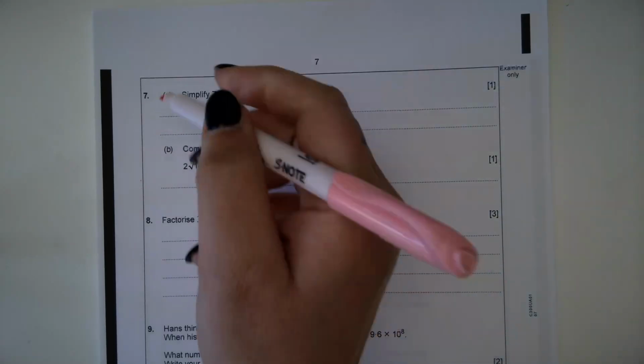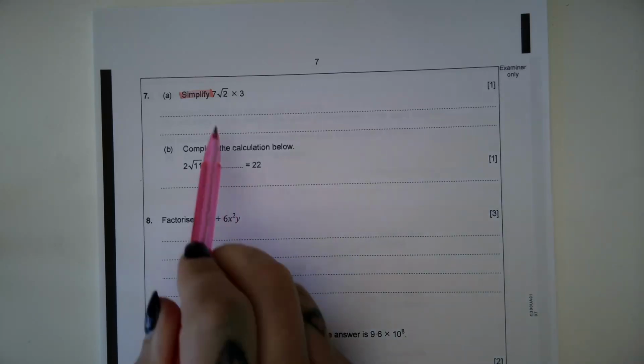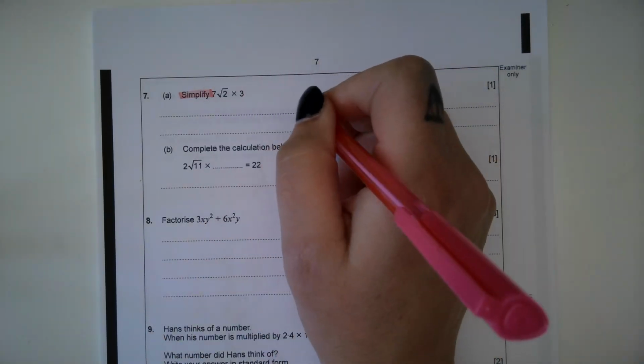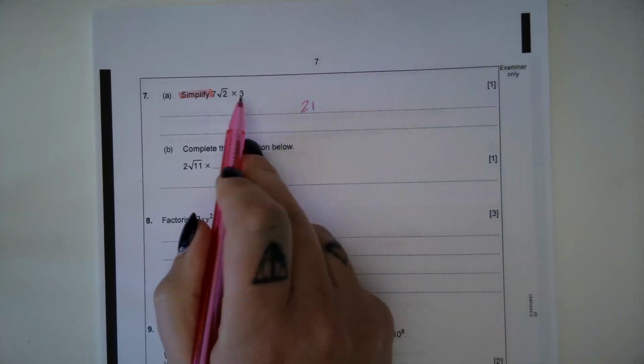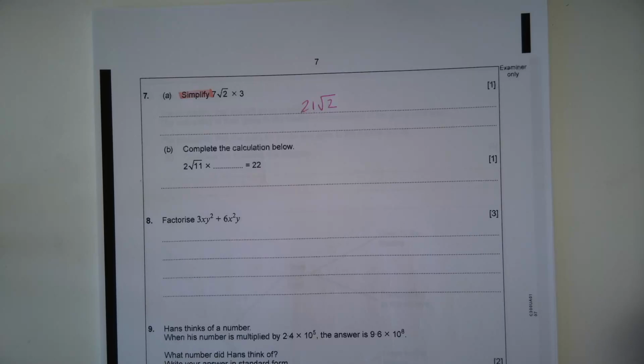Question 7a. Simplify 7 root 2 multiplied by 3. So I'm going to work with the integers first. I'm going to do 7 multiplied by 3. I can do that because they're not involved in a square root sign. So that becomes 21. So we have 21 root 2 in total.